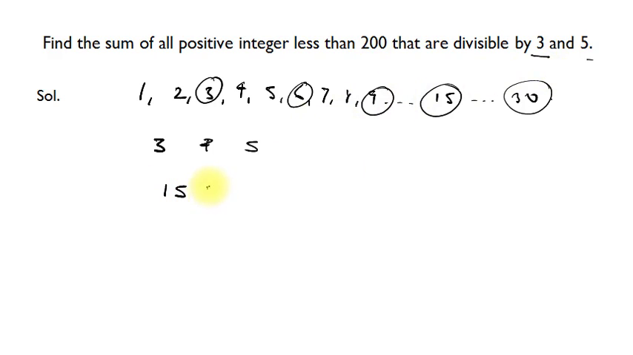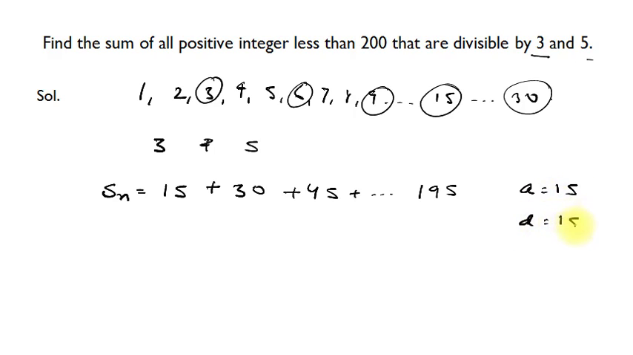15 plus 30 plus 45 and up to the last term, which is less than 200. So the last term here is 195, which is divisible by both 3 and 5. Now we have to find the sum Sn. So in this question we first form the series, and here we use the property of prime numbers. Now here A is equal to 15 and D is again 15, and we have to find the value of n.